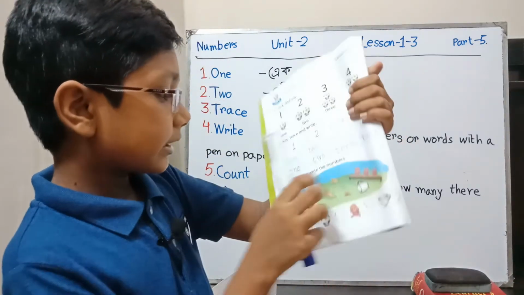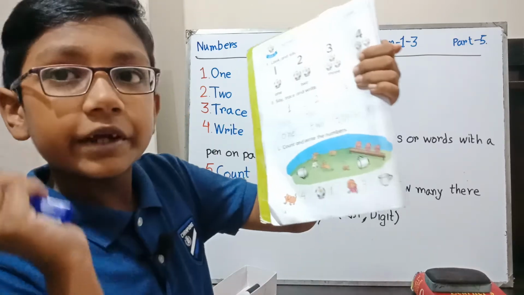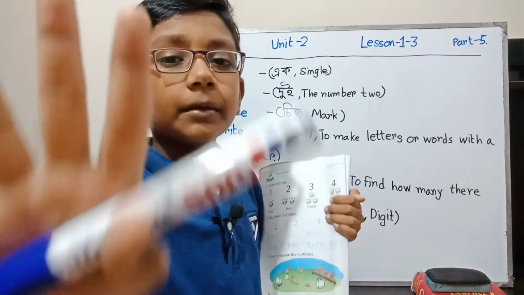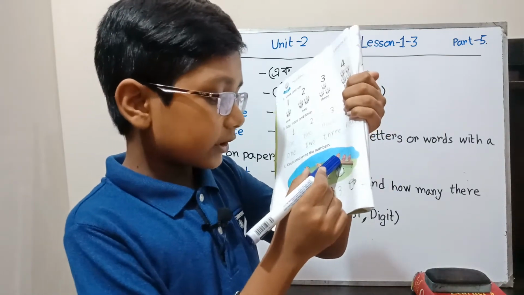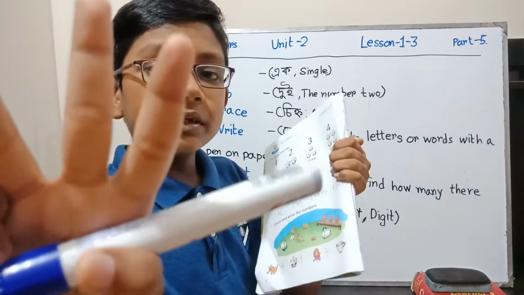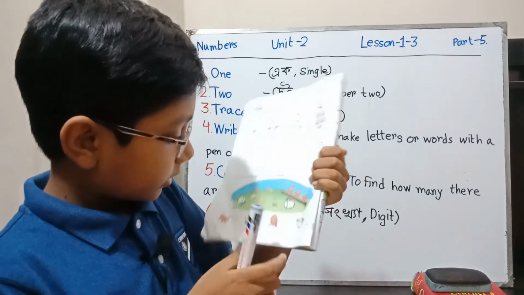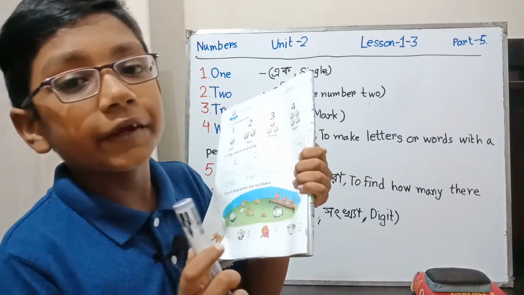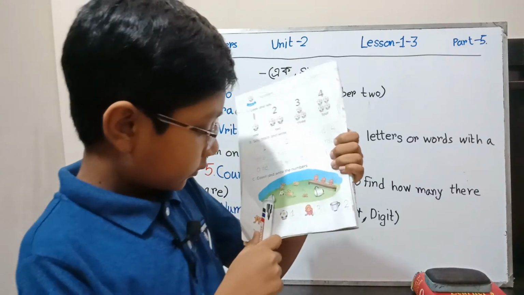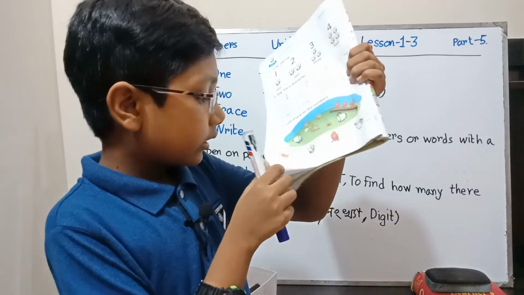Next, count and write the numbers. Here, look, how many cats are there in this picture? One, two, three, and four. So, that means there are four cats. Here, how many dolls are there? One, two, three. That means there are three dolls here. Next, how many balls are there? There is one ball. How many cups are there in the last? One and two. And the bench here? That's this one. So, let's go to the question.